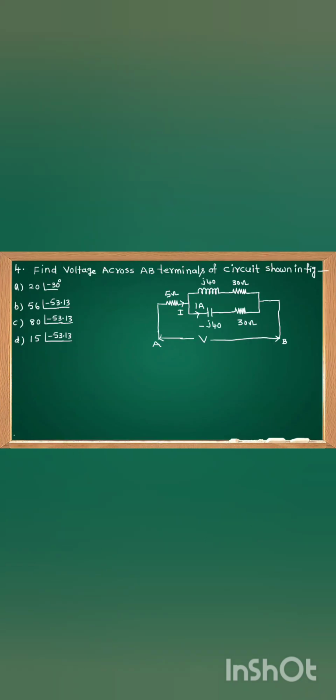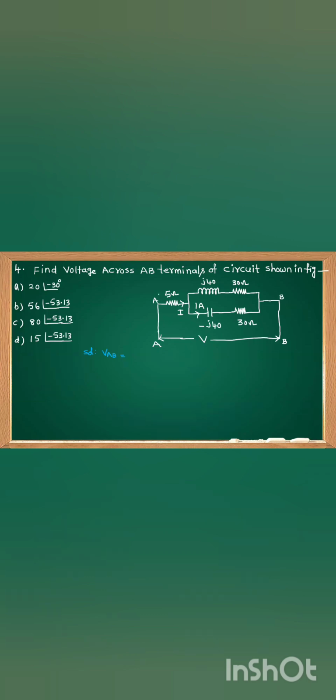Next. Can you try this? Find the voltage across AB terminals of the circuit shown in figure. Have you tried this problem? Any answer? What answer did you get, friends? You have to find the voltage across the AB terminals. Then VAB equal to, these are the given AB terminals. This is A and this is B.